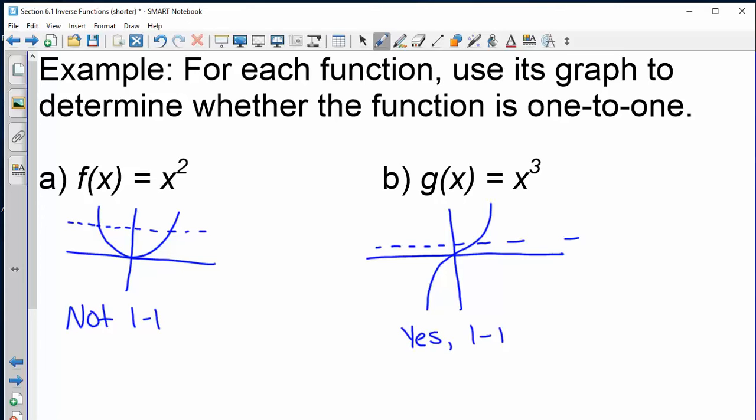So unless I specifically say you have to do it one way or the other, you could use either of those options. You can either work it out algebraically. Most people tend to prefer graphing and looking at the graph and checking for the horizontal line test. So it won't matter to me as long as you can do both ways. Any questions there?